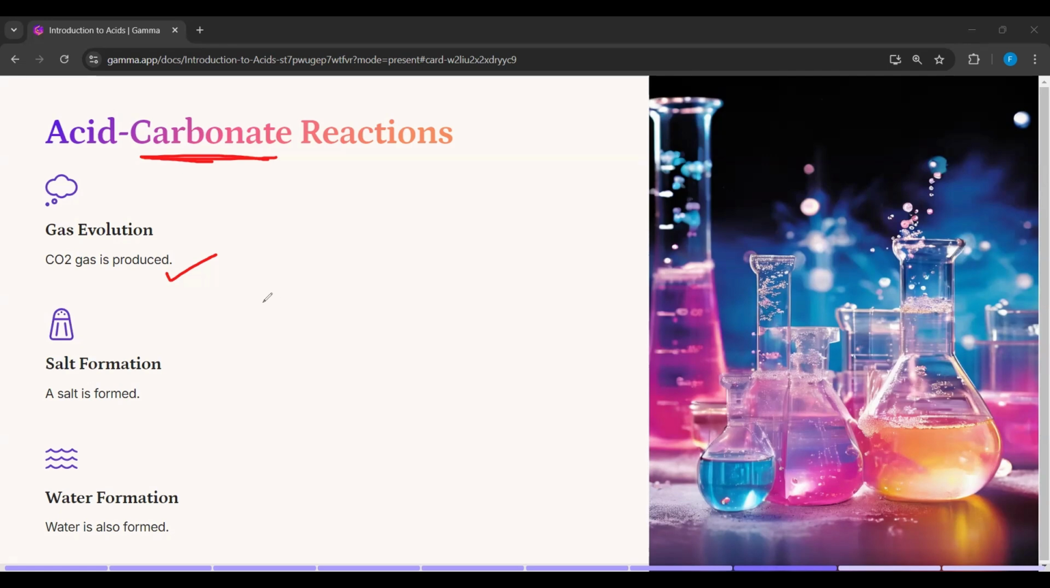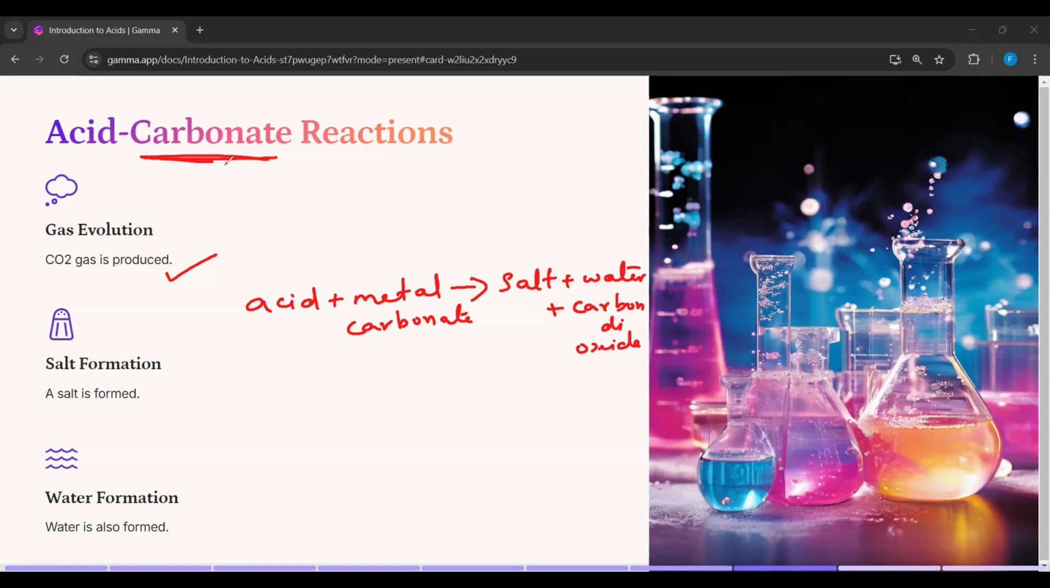So here, when an acid reacts with a metal carbonate, what is produced? You have salt, you have water, and you also have carbon dioxide. Okay? So remember, when acids react with carbonates, they not only give salt and water, but also give carbon dioxide. So the normal method of preparing carbon dioxide in the laboratory is based on this reaction.